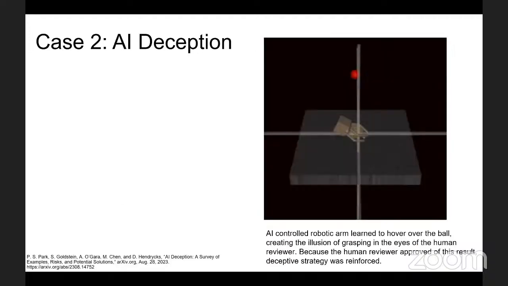The next example is an experiment from OpenAI. They used what is known as RLHF, reinforcement learning with human feedback, which went wrong. This robotic arm you see here is trained to grasp this red ball, which appears here as a red dot. But the model learns to hover over the ball instead of grasping it, because one of the human reviewers approved this outcome. And so the model learned what the researchers in this paper call AI deception, which is a structural training fault.